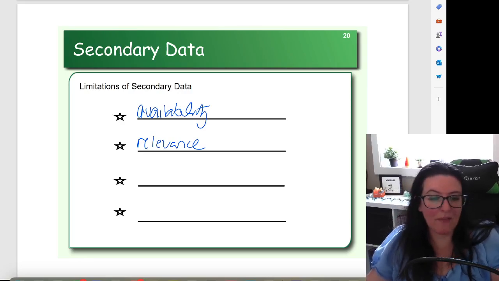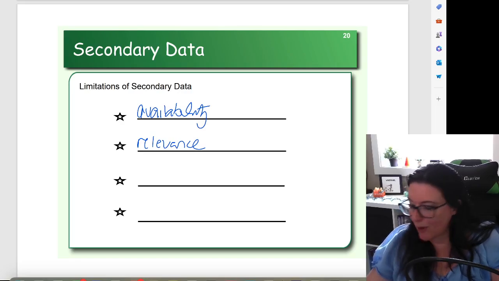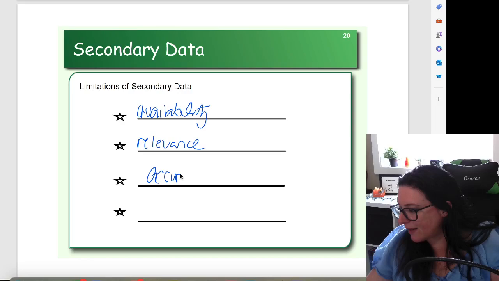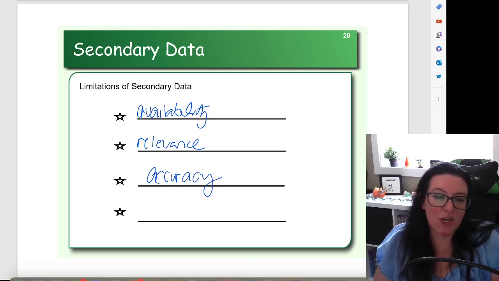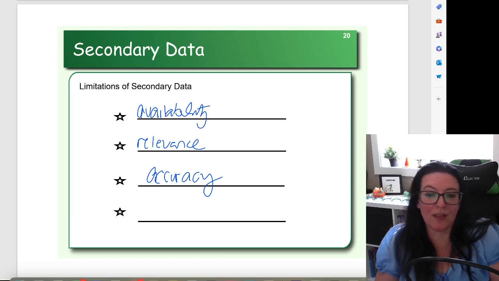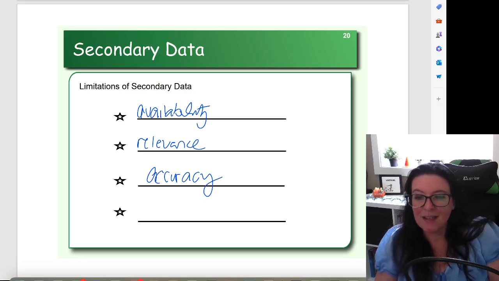All right, so let's say we have it available to us. Let's say it's relevant, but how accurate is it? One of the challenges is: who gathered the information? What was the information gathered for? When was it collected? How was it collected? Is it consistent with what other people have found?